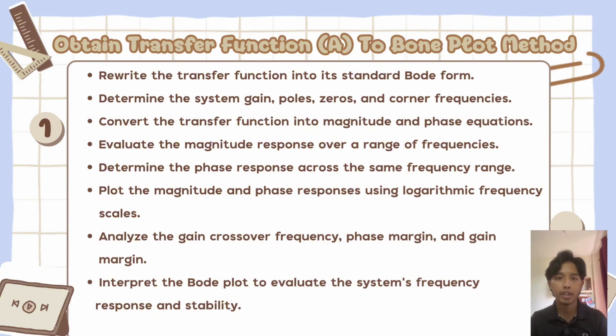Next, the magnitude and phase equations are derived by substituting s with jω. The magnitude and phase responses are then evaluated over the selected frequency range. Based on this calculation, the magnitude and phase Bode plots are constructed using a logarithmic frequency scale. Finally, the gain crossover frequency, phase margin, and gain margin are determined to assess the stability of the system. Overall, this method provides a systematic approach for analyzing the frequency response and stability directly from the transfer function.